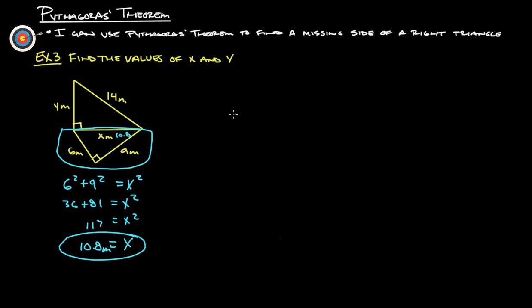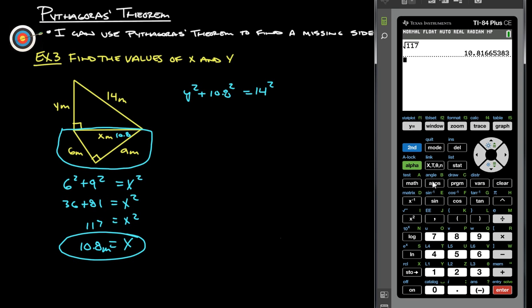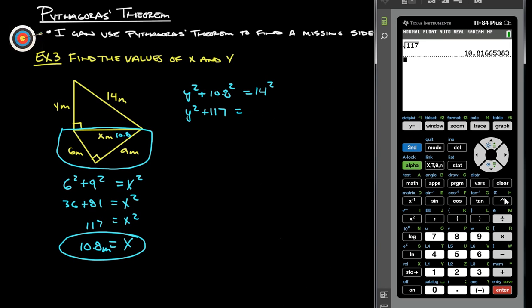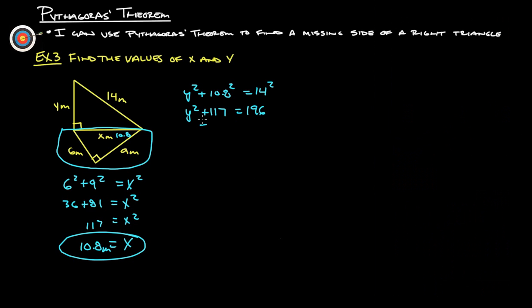So officially, our hypotenuse over here is 14. So we're going to do equals 14 squared. That's the hypotenuse. And it's going to be y squared plus 10.8 squared, right? But we know if we take 10.8 and we square it, we're going to get 117. So that's kind of the nice part about this. So we get y squared plus 117 equals 14 squared. I don't have that one memorized either. It's 196.